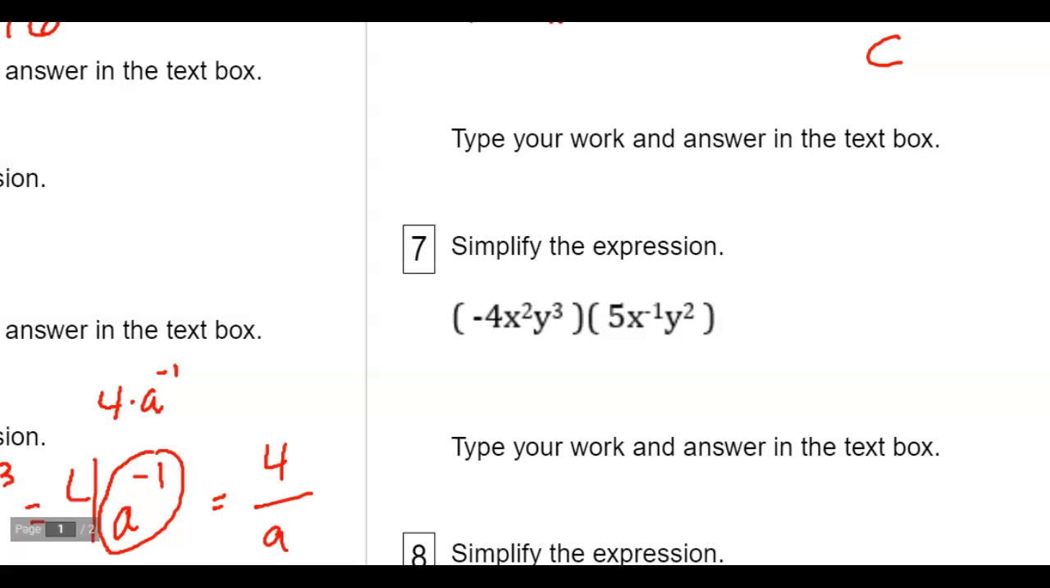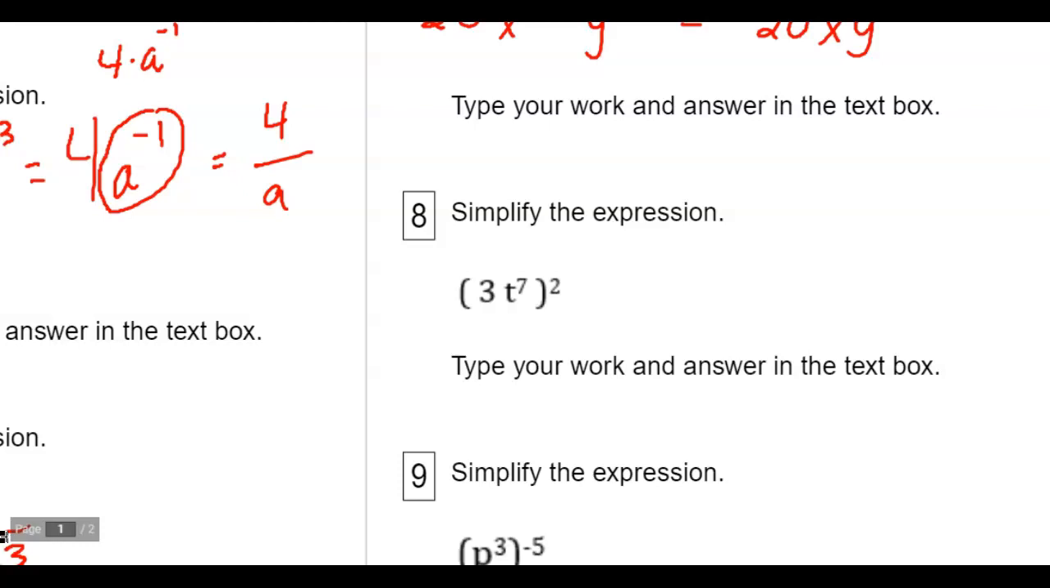Same thing here. We don't have our power to a power yet, so we're still just adding exponents. So negative 4 times negative 5 is negative 20. X squared plus a negative 1, if we're going to write it correctly, or minus 1, either way. And then y to the 3 plus 2. So this becomes negative 20 x y to the fifth.